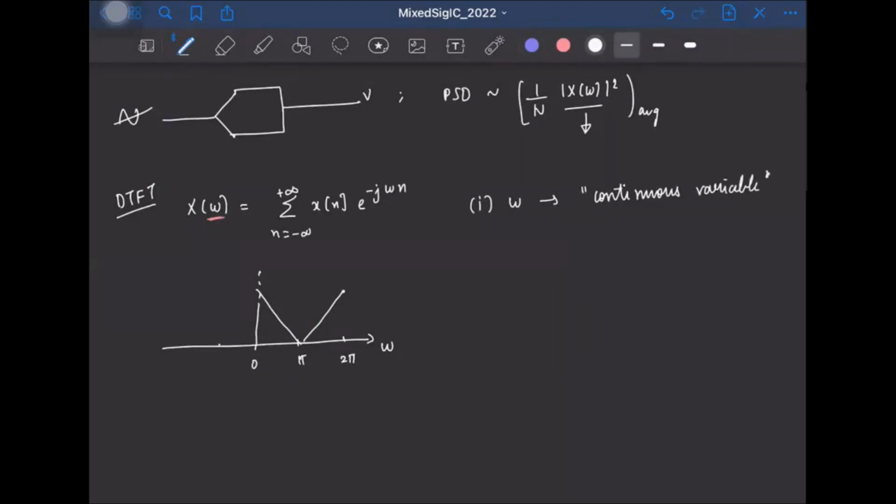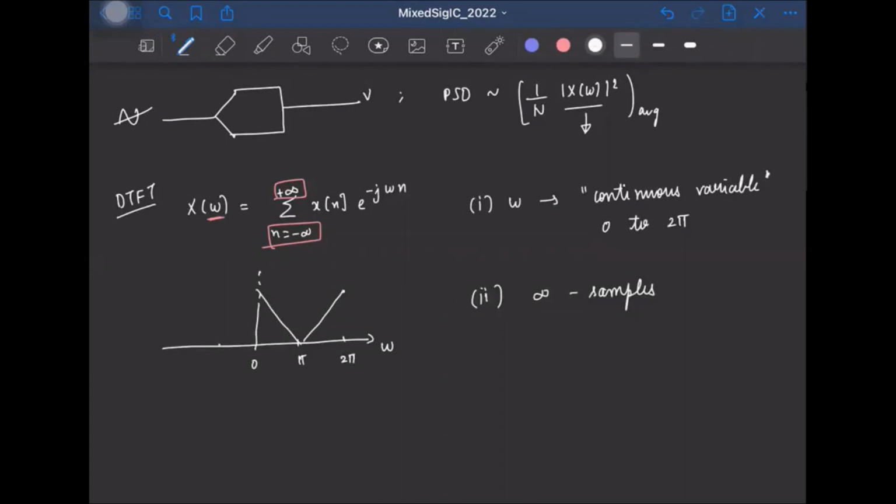And it can take any value from 0 to 2 pi. Okay. And the second problem is that if you look at this summation, the limits go from minus infinity to plus infinity, right? Which means that we need to record this signal for an infinitely large number of samples. This again is not practical, right?